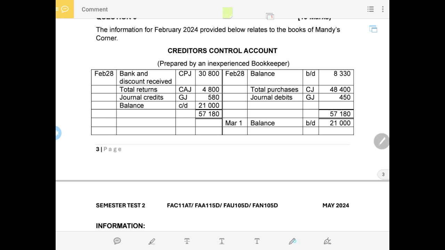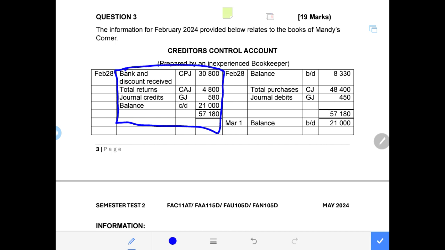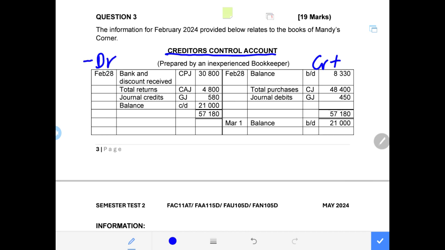Now, I also would like to highlight that if the books were prepared by an inexperienced bookkeeper, it is very likely that there are errors made on the transactions that are already recorded. So we need to check if these transactions were recorded on the correct side or not. We know that because this is a creditors account, it is a liability, and liabilities increase on the credit side and decrease on the debit side.